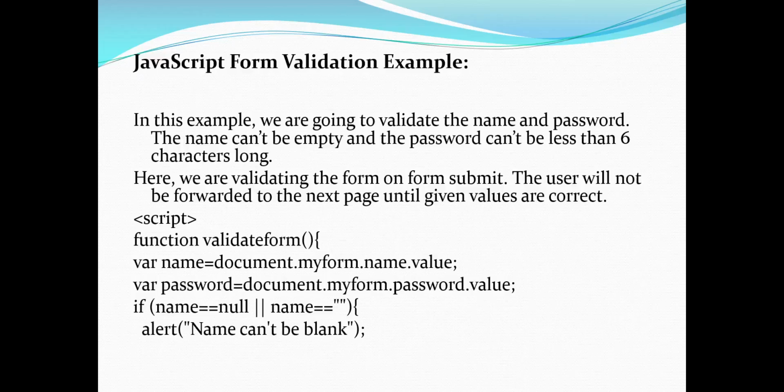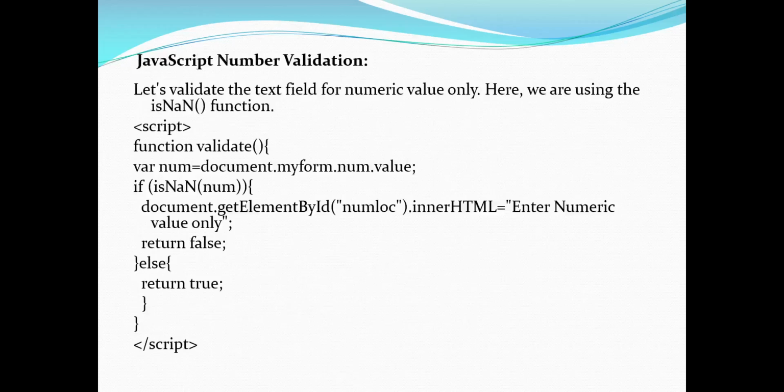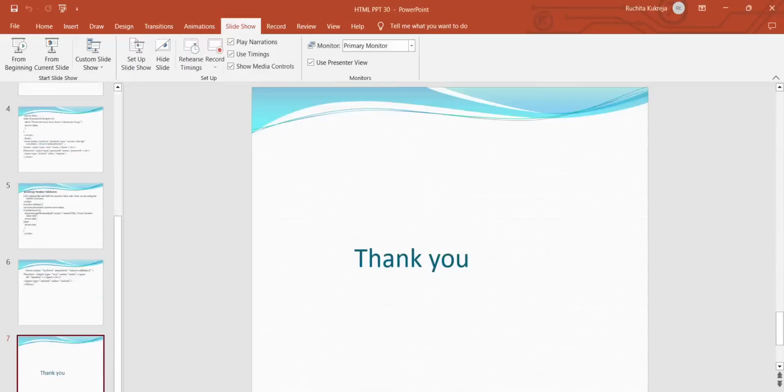Now let's take an example. We are going to validate the name and password. The name shouldn't be empty and the password can't be less than 6 characters. There should be at least 6 characters. And we get this validation once we click on the submit button. This is the code for the program. Then we have done the JavaScript number validation also. I'll go to Sublime and show you.